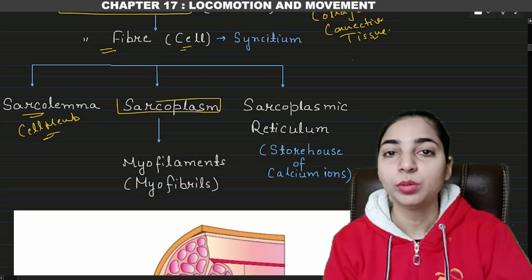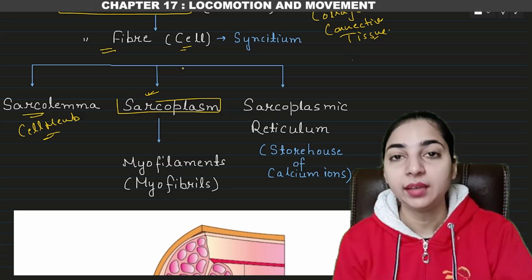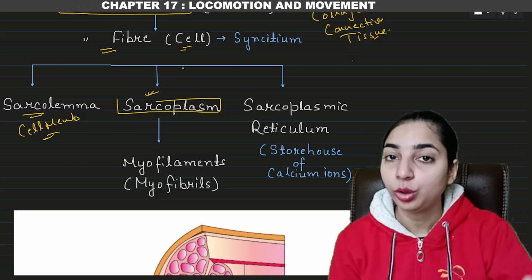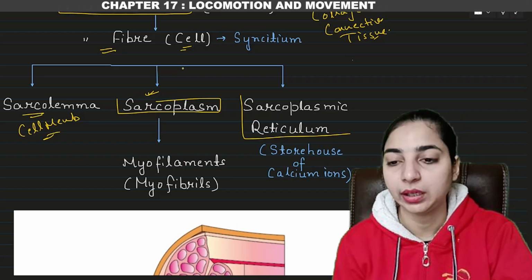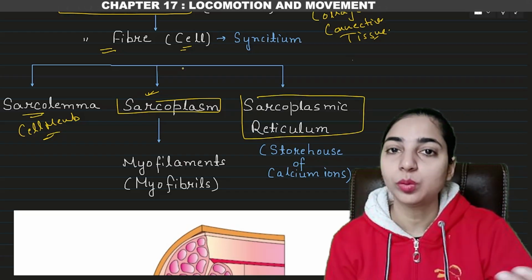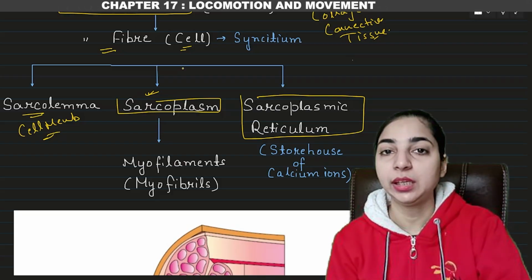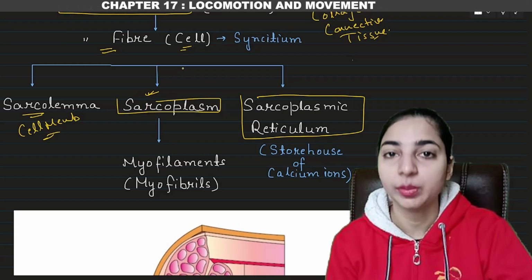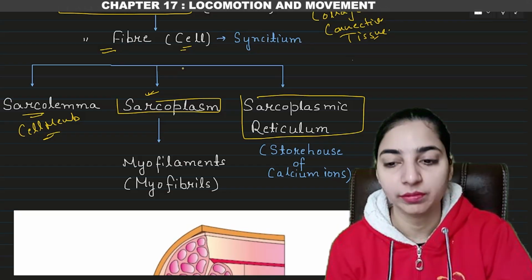The cytoplasm of the muscle fiber is known as sarcoplasm, and the organelle, that is endoplasmic reticulum of the muscle fiber, is known as sarcoplasmic reticulum. So here we have to use the word sarco. Okay, so sarcolemma means plasma membrane of the muscle fiber, sarcoplasmic reticulum means endoplasmic reticulum of the muscle fiber, and the sarcoplasm means the cytoplasm of the muscle fiber.